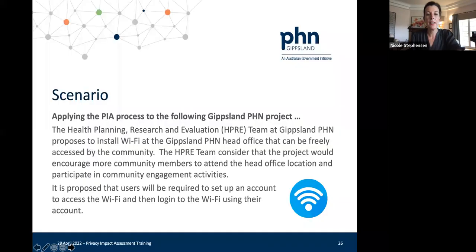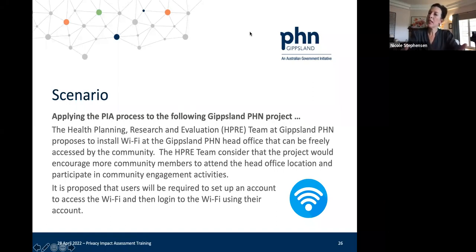Okay, so our case study is about a project that the PHN would like to do. And it's the health planning research and evaluation team that are proposing this project. And it's about installing Wi-Fi at the Gippsland PHN head office that can be freely accessed by the community.